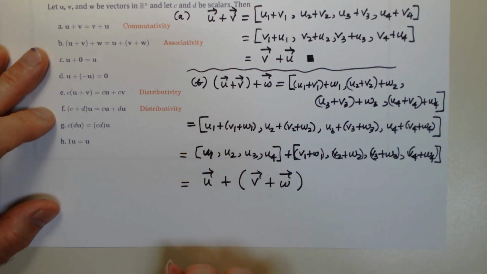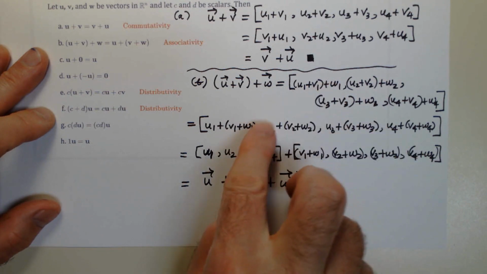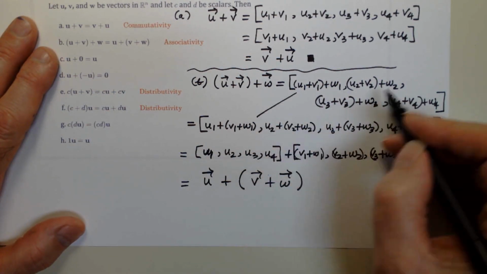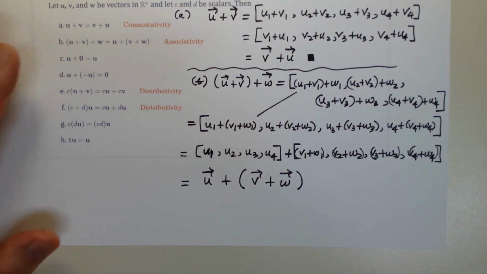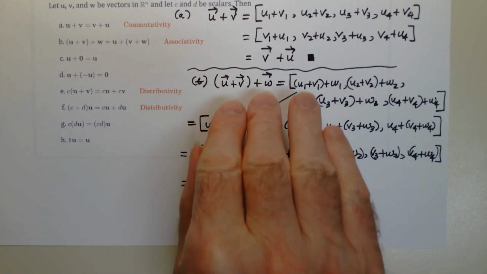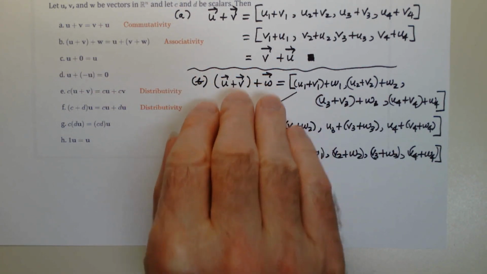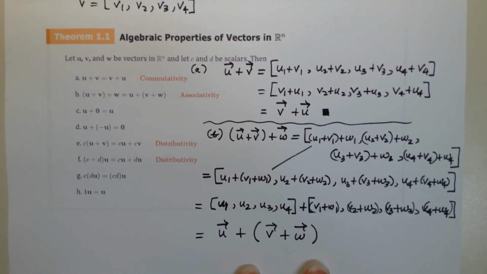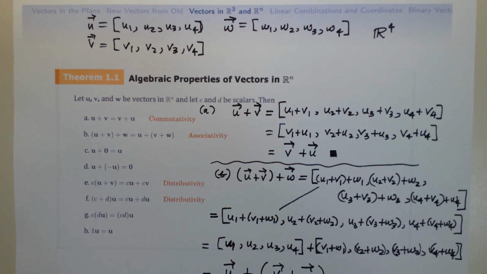And if you remember, the crucial step here was the step from here to here, where we applied the associative law of arithmetic in each and every component. We did 4 applications of the associative law for arithmetic, and that was the crucial thing that allowed us to crack this open. So we now have available to us this associative law for vector addition, which is very, very handy and useful and important.